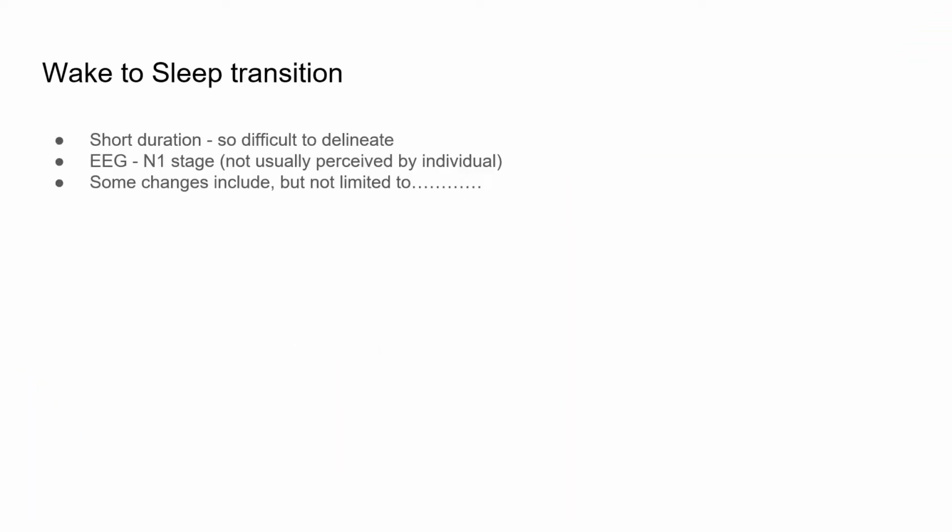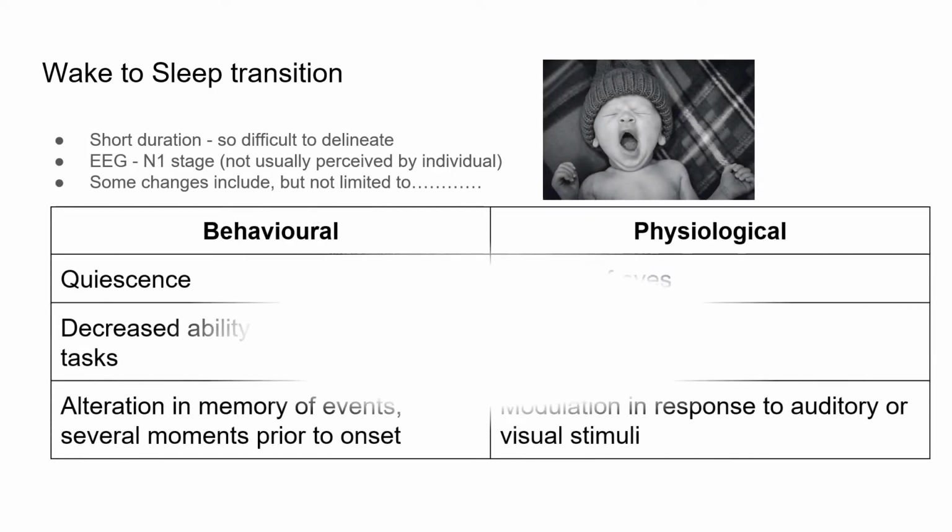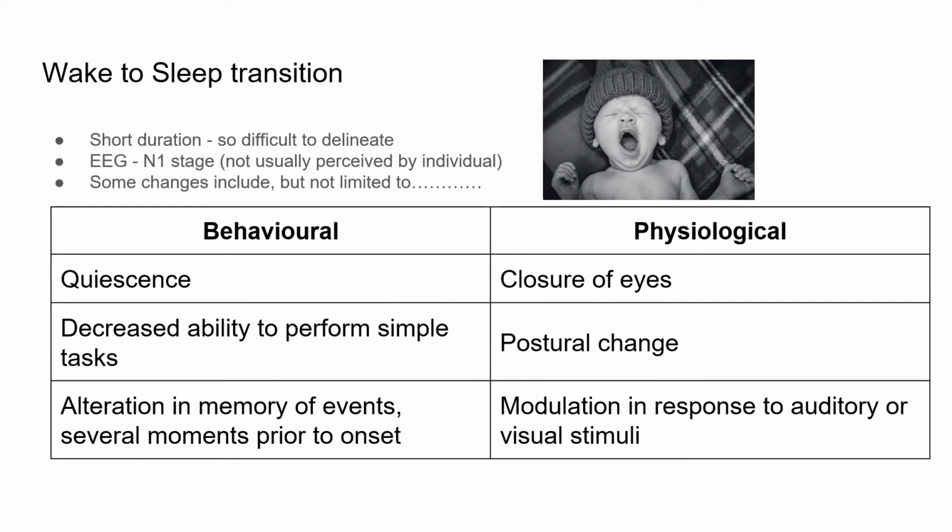Wake to sleep transition is a very brief phase and it is quite difficult to recognize in every individual. It exists for a very short duration and overlaps with the N1 stage of sleep. Some changes include, but are not limited to, yawning. The person goes very quiet, is not able to perform very simple tasks, and there is an alteration of memory and movements just prior to the onset of sleep. There can be closure of eyes, postural change, we tend to lie down, and modulation in response to auditory or visual stimuli also exists.